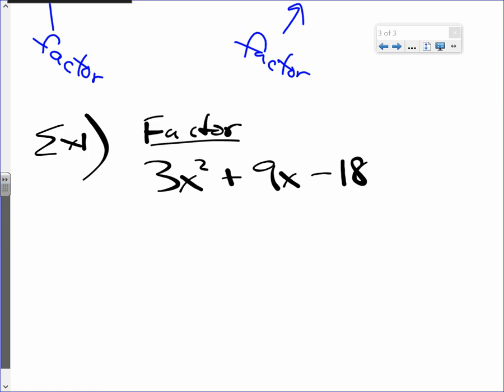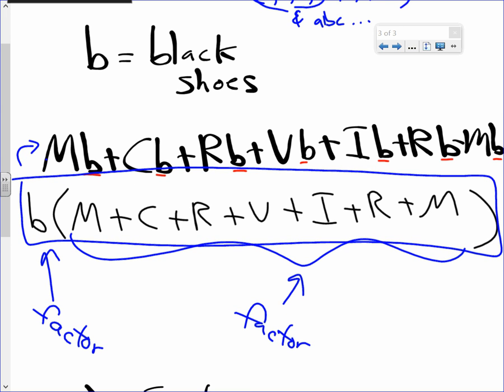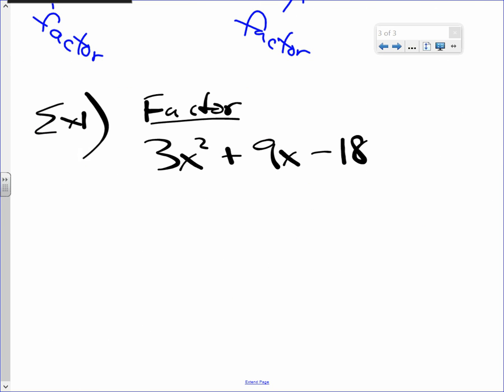The question is right now, what was in common between me and the rest of the human beings was the black shoes, so I took that out, and I left the rest in parentheses. What's in common with these 3 terms? They all have X? Yeah, they don't all have X, huh? 2 of them have X. What numbers do they have? They all have a 3 in common?